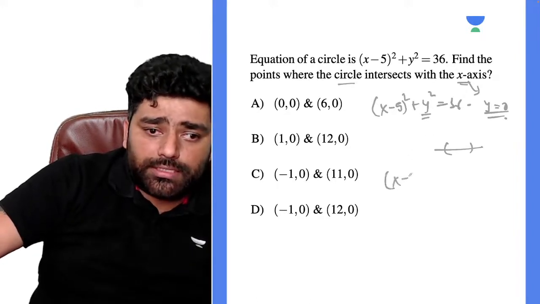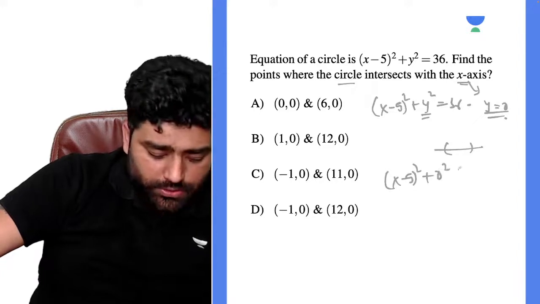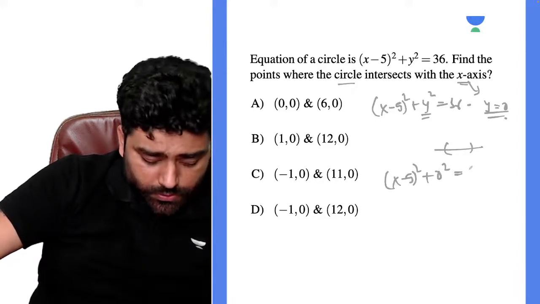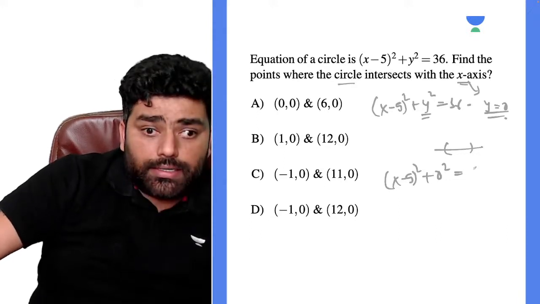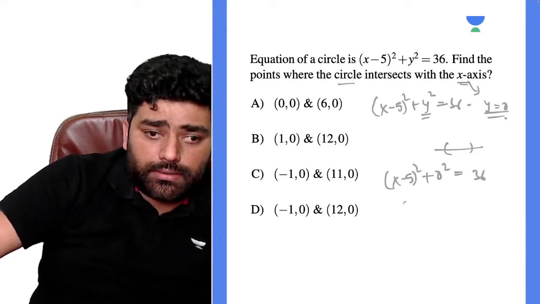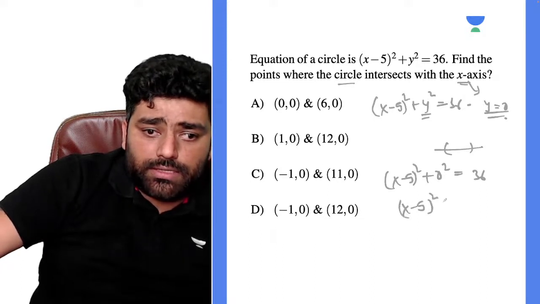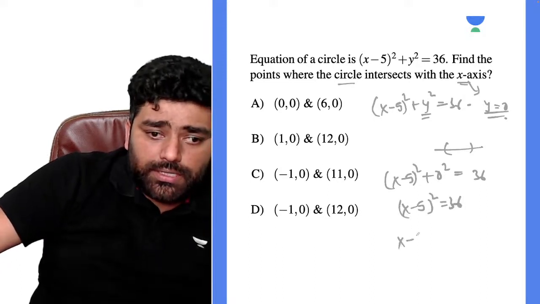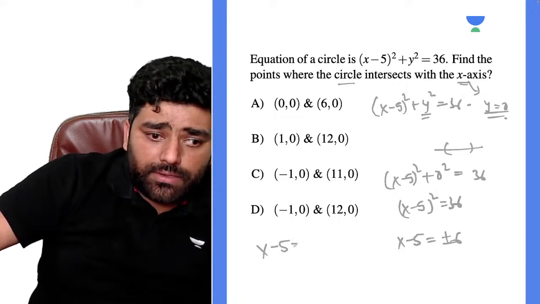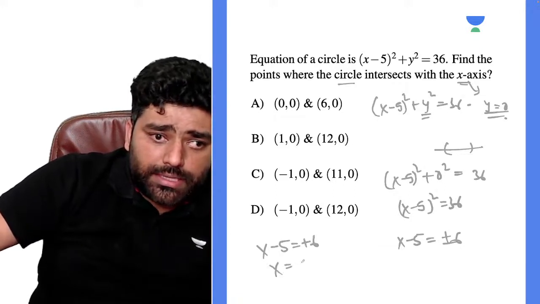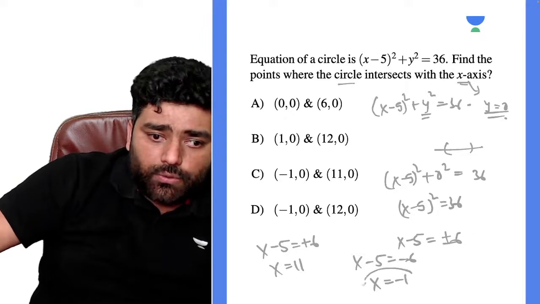So that is going to be (x - 5)^2 + 0^2 equal to 36, correct? So that means (x - 5)^2 = 36. Now if you take the square root, that will be plus or minus 6. If you take the plus, x - 5 = 6, so x = 11. And if you take the negative, x - 5 = -6, and x = -1, right, guys?